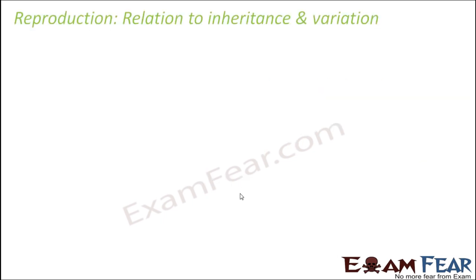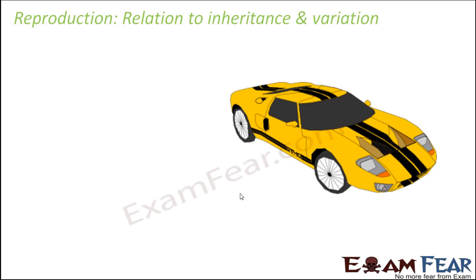Now let us quickly look at the relation between reproduction and inheritance and variation. Let us take an example in order to understand the concept of inheritance and variation in relation to reproduction. Suppose you have to design a car. Let us suppose this is the car that needs to be designed. How do you think the car gets designed?